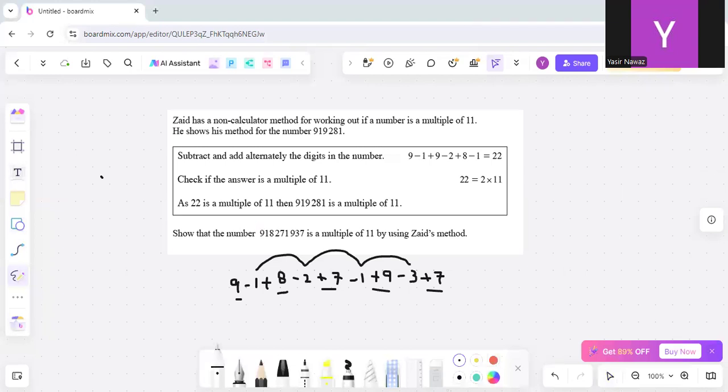So it's 33. Now 33, you can see it's a multiple of 11. So if you multiply 3 with 11, you get 33. Because 33 is a multiple of 11, it means that the whole number is a multiple of 11.